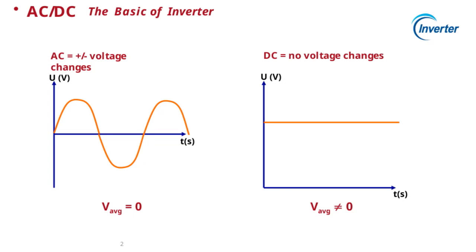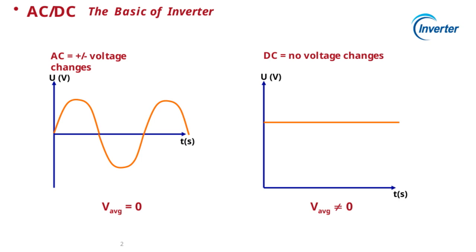Let's take a closer look at the basics of an inverter. First, consider the average voltage, VAV. When VAV is not equal to 0, it indicates that there is a net voltage over time, which is typical in AC signals. Now, if VAV equals 0, that means the positive and negative parts of the waveform cancel each other out, resulting in no net voltage. This is characteristic of alternating current, where the voltage changes polarity periodically.